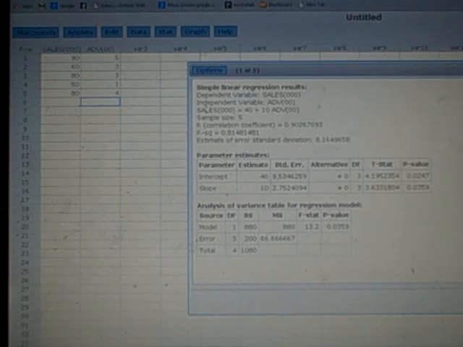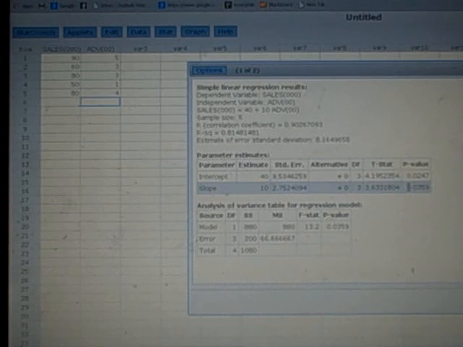Here we have the equation: sales in thousands is equal to 40 plus 10 times the advertising in hundreds. Sample size is 5. The correlation coefficient is 0.9026. R squared, which is the percent of the variation in Y that's explained by X, is 81%. This number here is my B0, the Y-intercept. This number here is the B1, which is 10. This means that for each additional $100 in advertising, your sales will go up by 10,000.